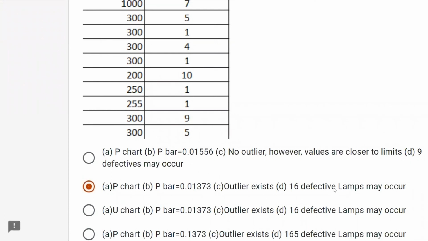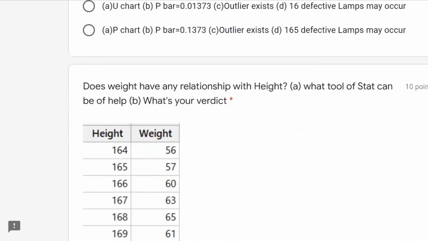So answer B is the most ideal one because it gives a P chart, P bar value is 0.0137, outlier exists, and 16 lamps. I'm going to eliminate all others because there is an outlier here. So this is disqualified. U chart no, because U chart is for defects. And then you have a P chart again, where it says 165, no, it's only 116.